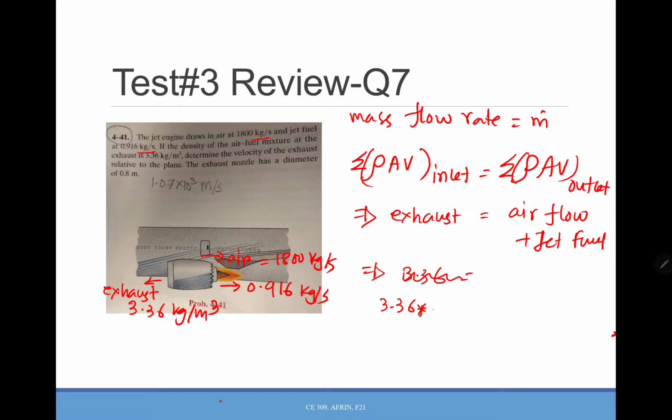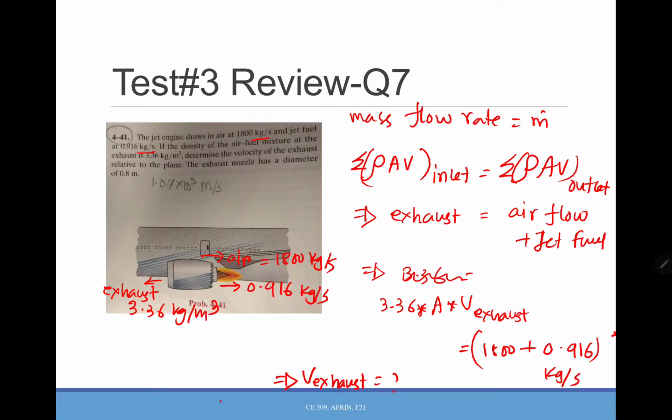You can find the area and the velocity of exhaust, and here airflow is 1800 and jet fuel is 0.916. And now from here you can actually find the exhaust.